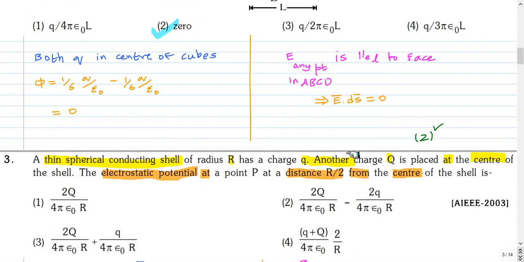This is the next question. A thin spherical conducting shell of radius r has a charge Q. Another charge capital Q is placed at the center of the shell. The electric potential at point P at a distance r by 2 from the center of the shell is. 4 options are given. You can pause and attempt this question.